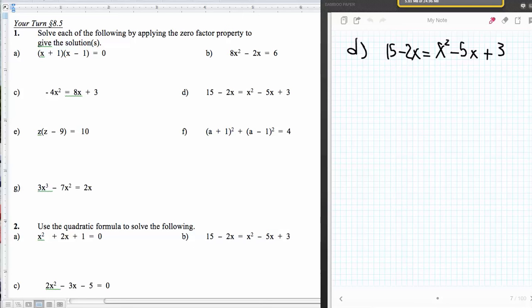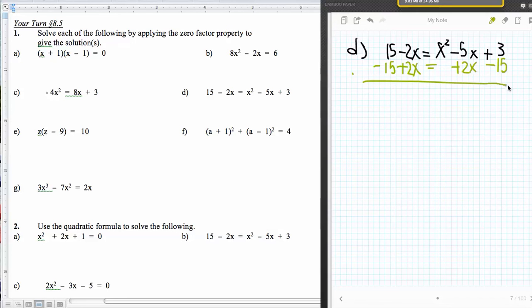Alright, so we're going to continue on with the Your Turn from section 8.5. We're going to be solving this next quadratic equation by putting it in standard form first. So I'm going to move everything over to my right hand side. I'm going to add a negative 15 and add a positive 2x, because I make everything disappear from the left and reappear on the right.